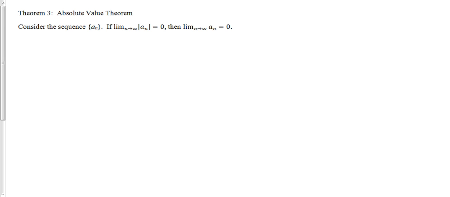So the theorem reads, consider the sequence a_n. If the limit as n goes to infinity of the absolute value of a_n is equal to 0, then the limit as n goes to infinity of a_n is also equal to 0.